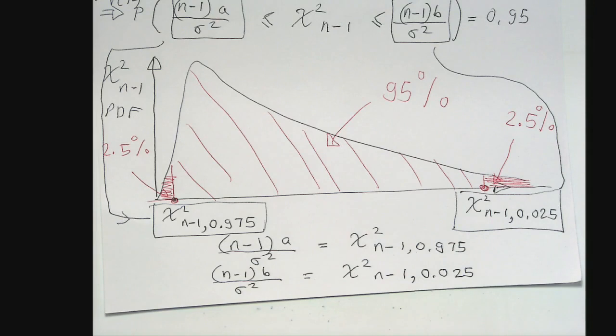Now from these two equations, we can solve for A. The question is to find the value of A and the value of B. We know what n is. N is equal to 20. Sigma square is 1.4. You can read this from the tables. In the exam, you will get tables for reading these two numbers. So you know everything except A and B, so you can use these equations to solve for A and B.